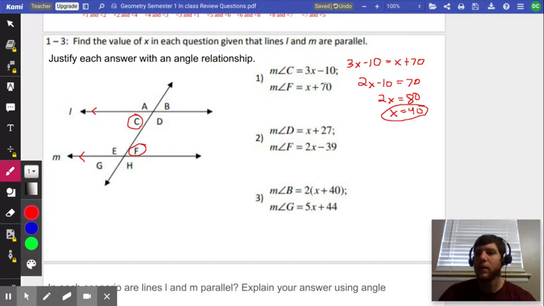Okay, and then you can plug those in just to double check here. So we'd have 3 times 40 minus 10. That's 120 minus 10, which is 110. And then you also have 40 plus 70, which is going to be 110. So it looks like we're good. Those two measures are equal.